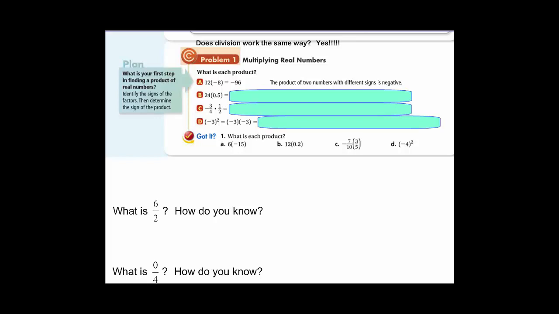0.5 is the same as 1/2, so perhaps it's easier to think of this problem as 24 times 1/2, or what's half of 24? Well, the answer will be 12, and since both of these numbers are positive, it kind of goes without saying, the answer will be positive 12.